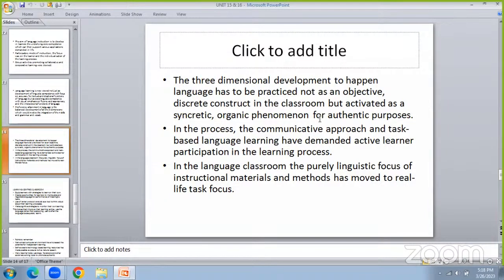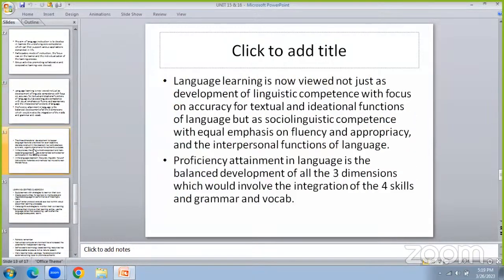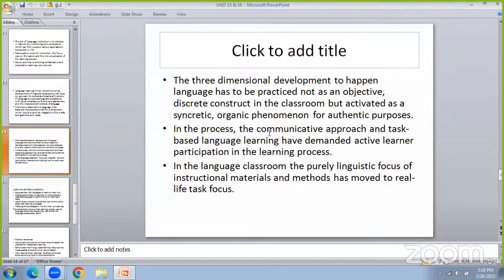We need to have these authentic purposes. What do we mean by authentic purposes? It means real life situations. Life is always dynamic. You don't know in which situation you would be. You should be able to emerge successfully communicating in that kind of situation. That is how the exploration of these three dimensions would make you proficient in a language. So that's how it is, guys.